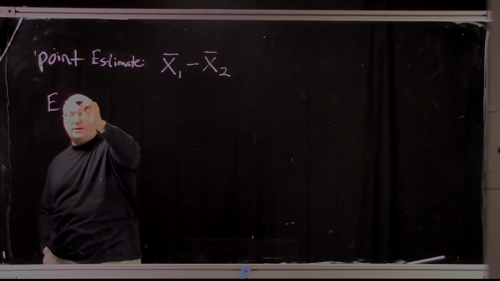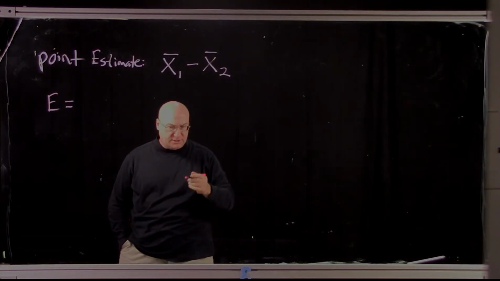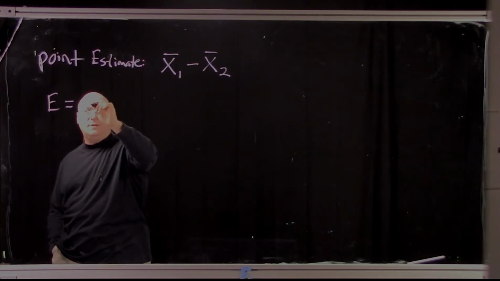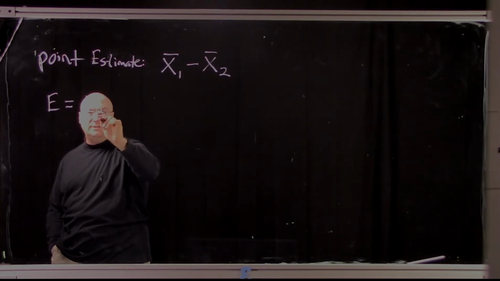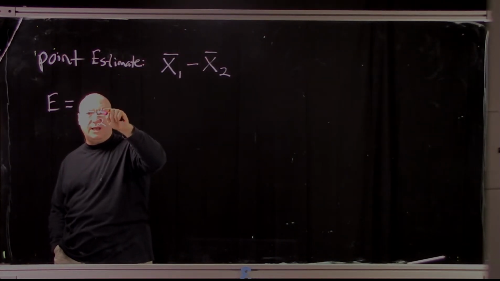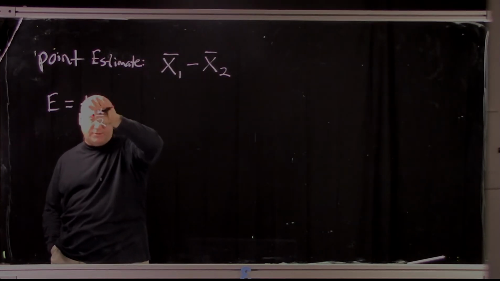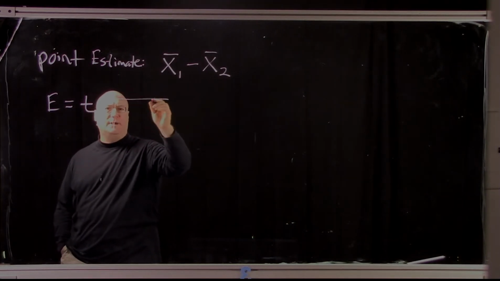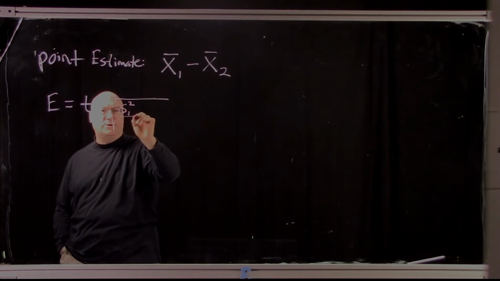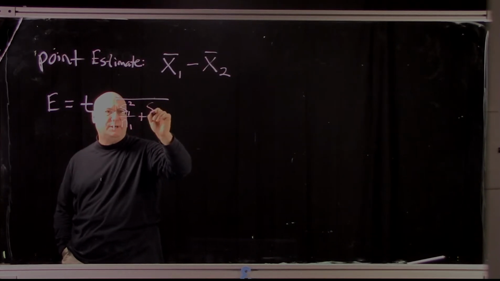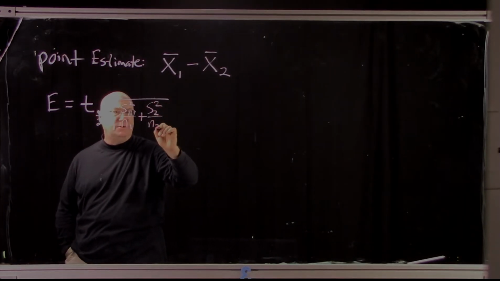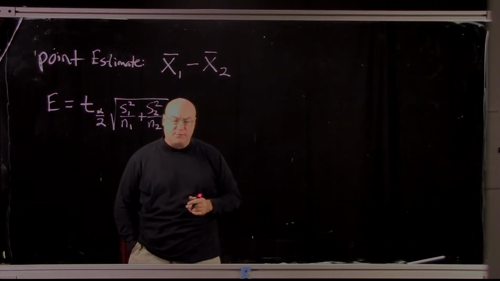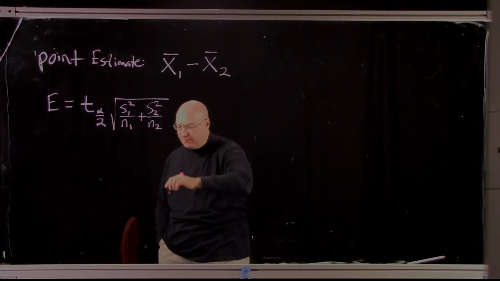The margin of error here is similar to a calculation you made back when we did hypothesis testing. It's t alpha over 2, where of course alpha is our, we think of this as the critical value here, right? And that's for the t distribution, and it's times the square root of S1 squared over n1 plus S2 squared over n2. So a little more complicated than if we're just dealing with a sample from one population. But again, you've seen that before.